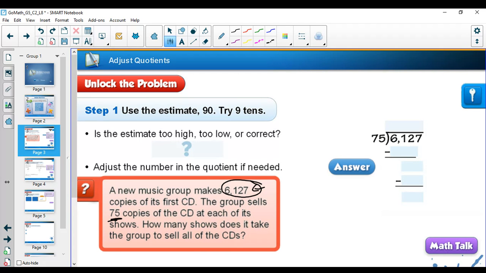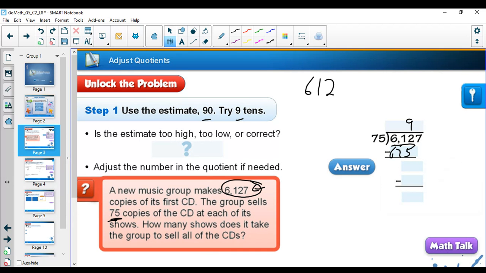Now here they have said, let's use the estimate of 90. So let's just try 9 tens. So we're going to start off by putting a 9 in the tens place, right? It makes sense. We can't divide 6 by 75. We can't divide 61 by 75, but we can make groups of 75 out of 612. So 9 times 75 is 675.